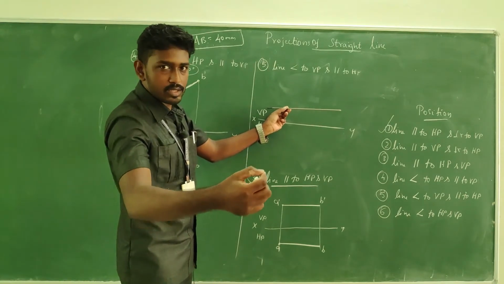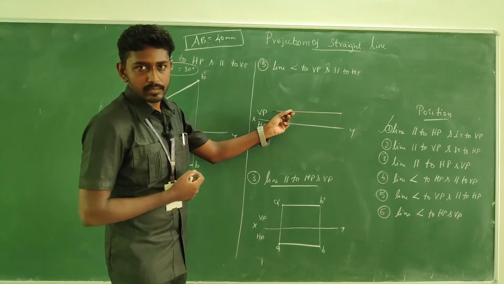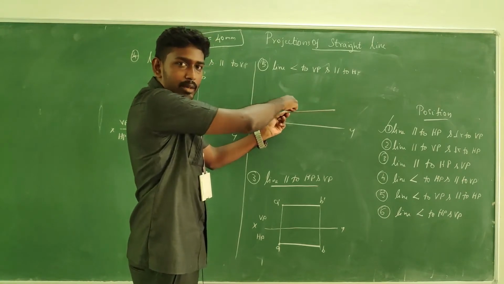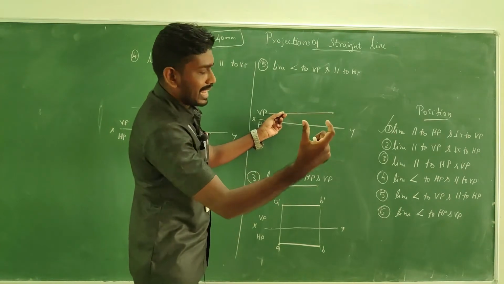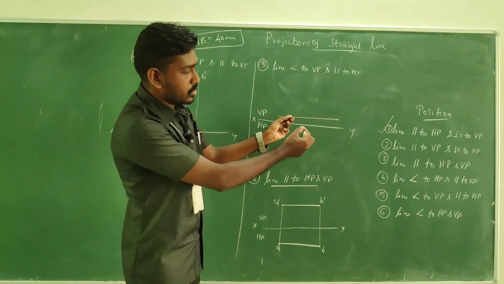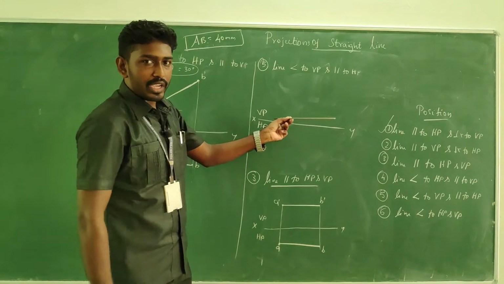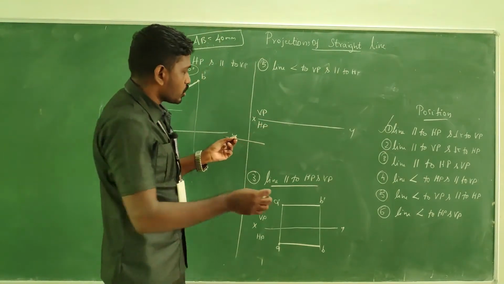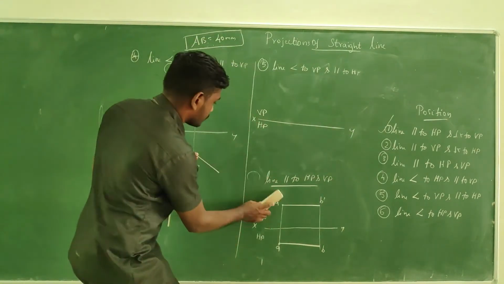So in this case, what about the front view and top view? Where can we see the true length? If you look from the top, you are able to see the true length of the line. And what about the front view? The line will be compressed. You cannot view the true size of the object. Right? So in the top view, we can see the true length and true inclination of the line. So we can start with the top view.